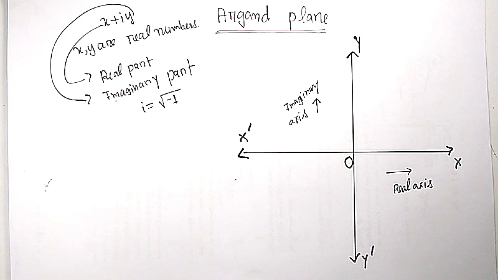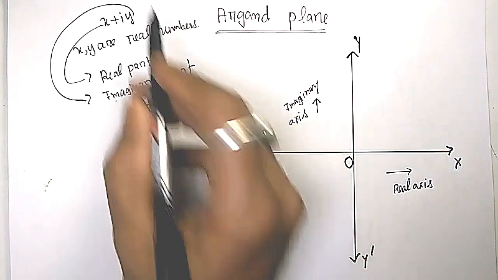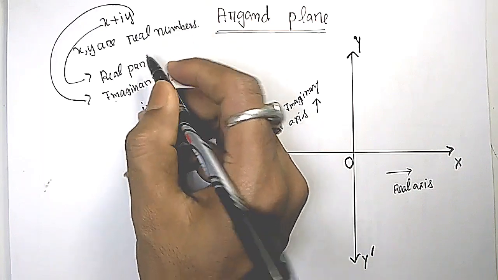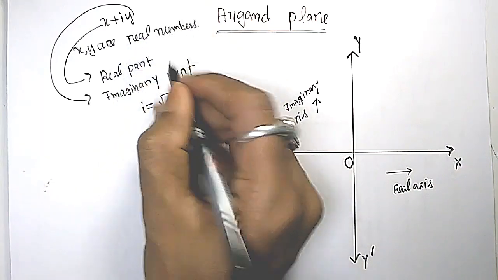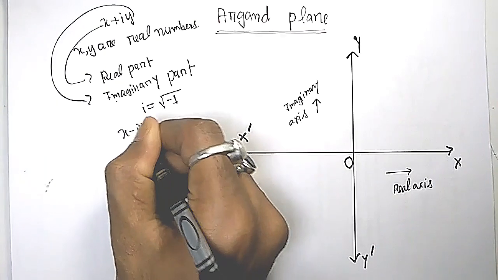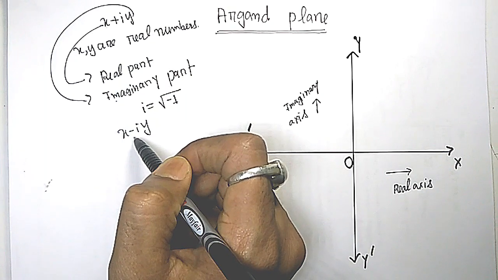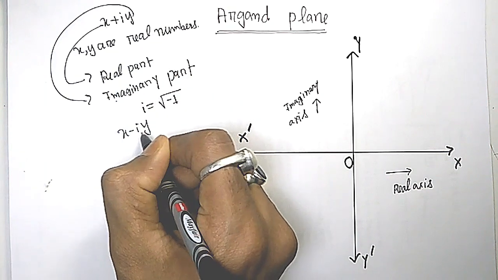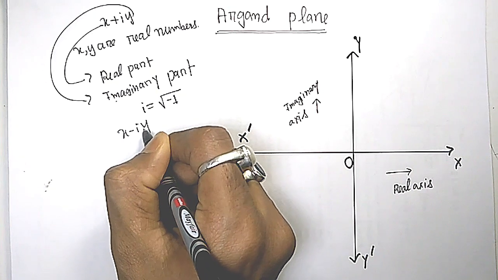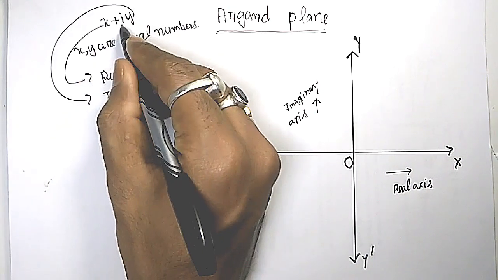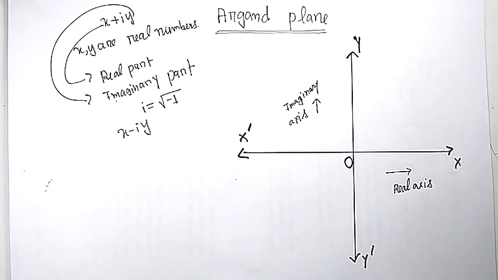One more thing we have learned, the conjugate. x plus iy is a complex number, so what is the conjugate? It's x minus iy. Similarly, if x minus iy is the given complex number, then the conjugate is x plus iy. So if a plus sign is given, the conjugate should have minus; if a minus sign is given, the conjugate should have plus. We already discussed this in the previous video.